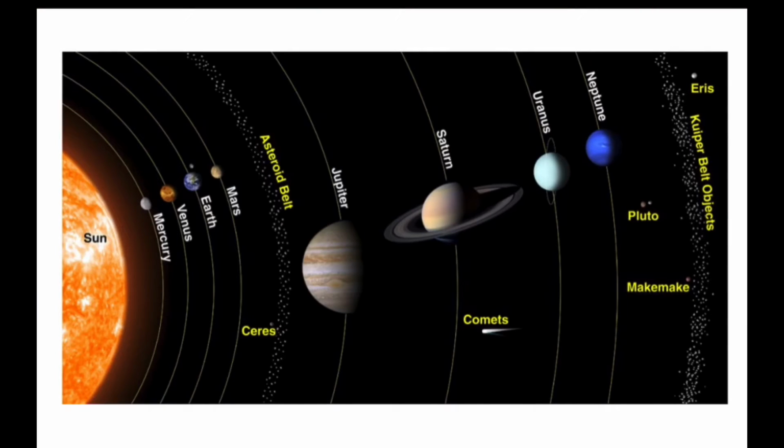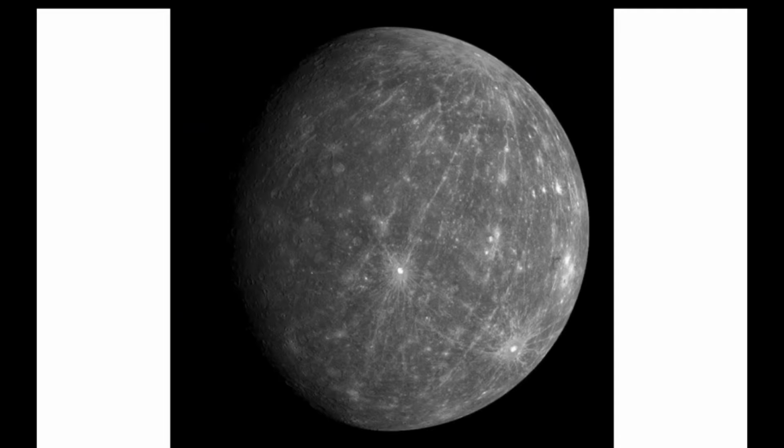Now we are going to be talking about the 8 planets in the solar system. The planet closest to the Sun is Mercury. Because it's so close to the Sun, a year on Mercury is actually 88 days. Mercury is also the smallest planet. It's 2/5 the size of Earth. It's also one of the planets that are visible to the naked eye from Earth.